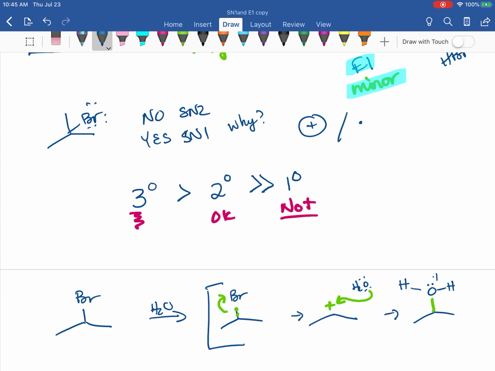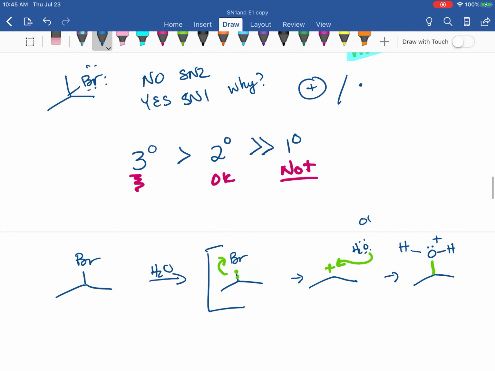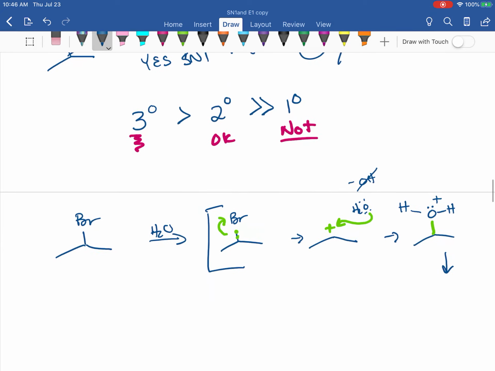Do not forget that that is charged. This is not O minus. This is neutral. You have to have that extra step. I see that made as a mistake so often, and it drives me nuts. So don't make that mistake.